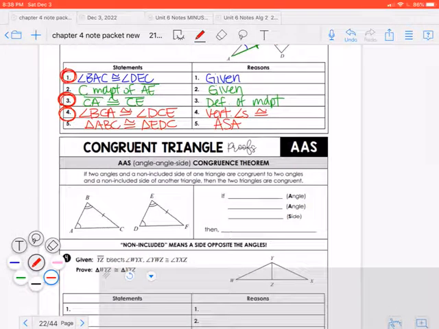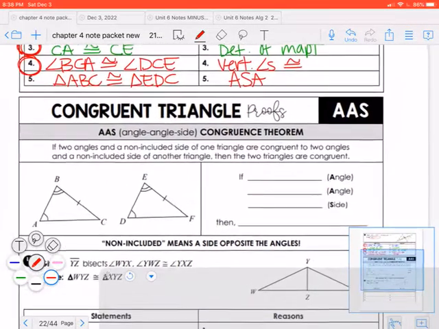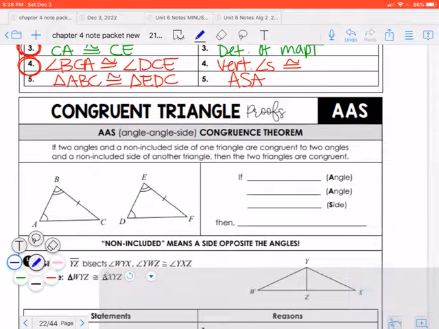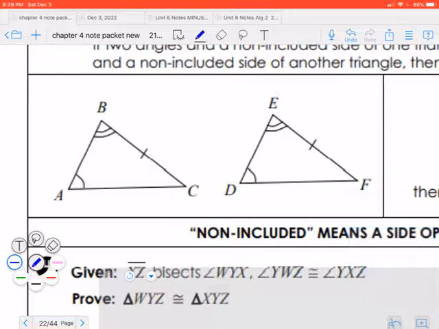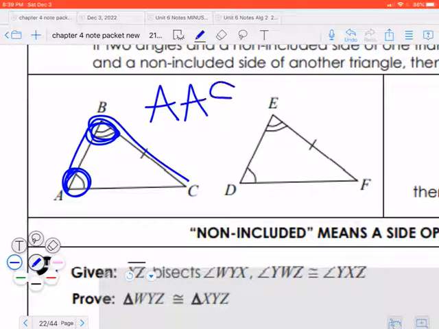All right. Another theorem is angle, angle, side. If two angles and a non-included side of a triangle are congruent to two angles and a non-included side of another triangle, then the two triangles are congruent. Again, the order matters, so it goes in a row. Angle, angle, side. That's why they call it AAS.